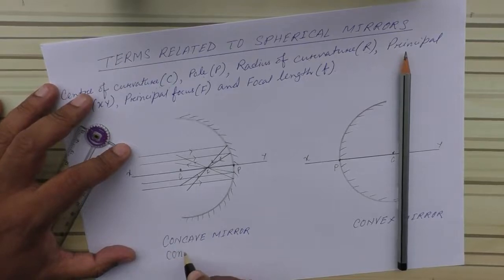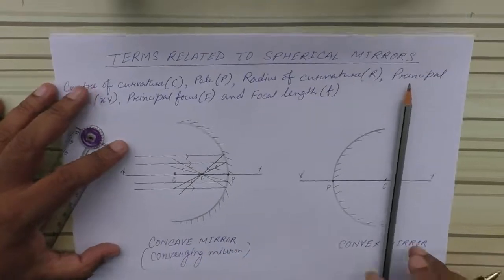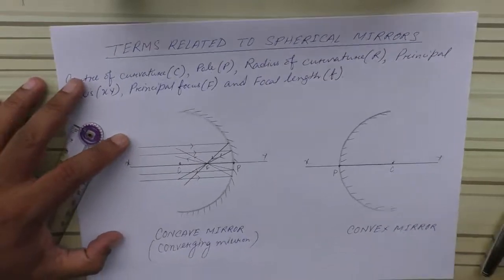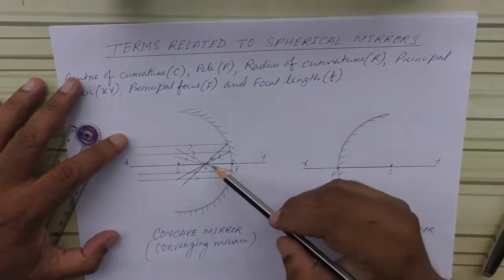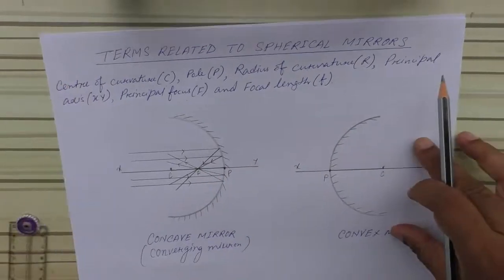Is also called what? Converging mirror. Okay, so if I ask you focus of which mirror is real, focus of concave mirror is real.